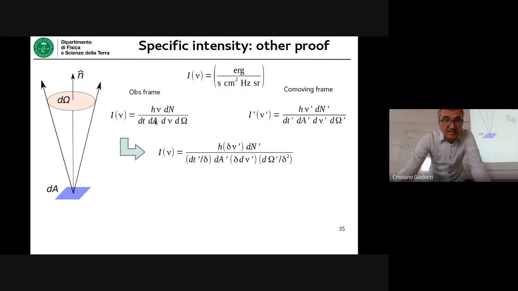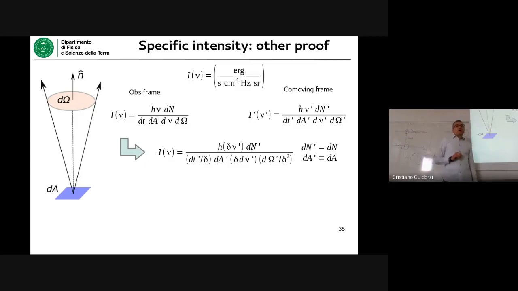But again, then we have the d nu. Nu works like nu. So frequencies gain a factor of delta, so does d nu. And d omega, we already saw that d omega is just d omega prime over delta squared. The only two that I didn't comment on, dn prime and dA prime, are just the number of particles and the area of the elementary surface element. These two are equal. Why? Well, the number is just the number. So dn prime is dn.